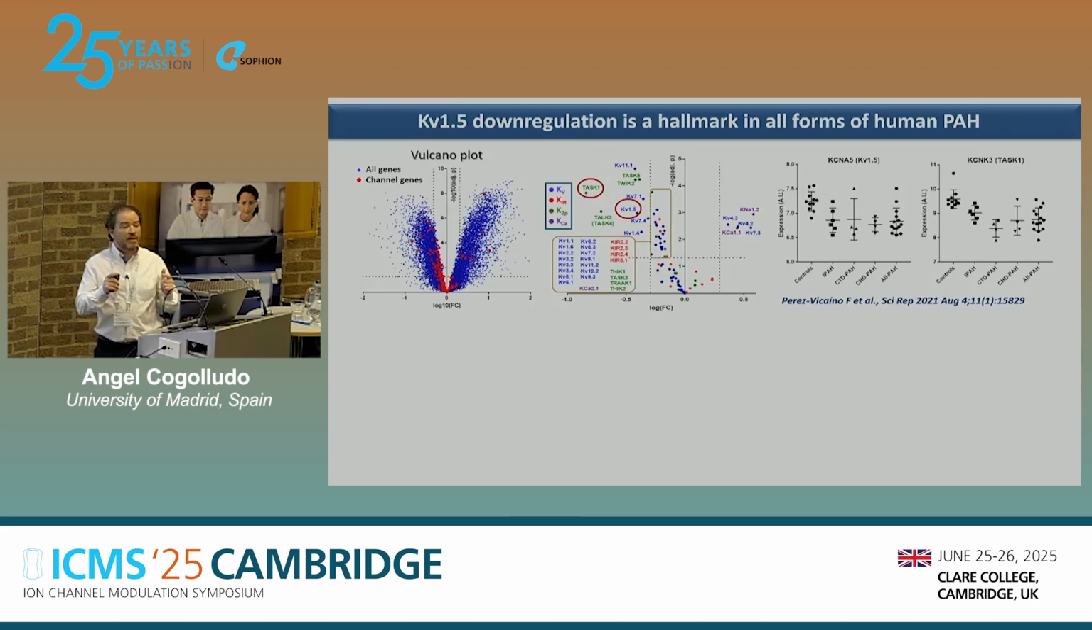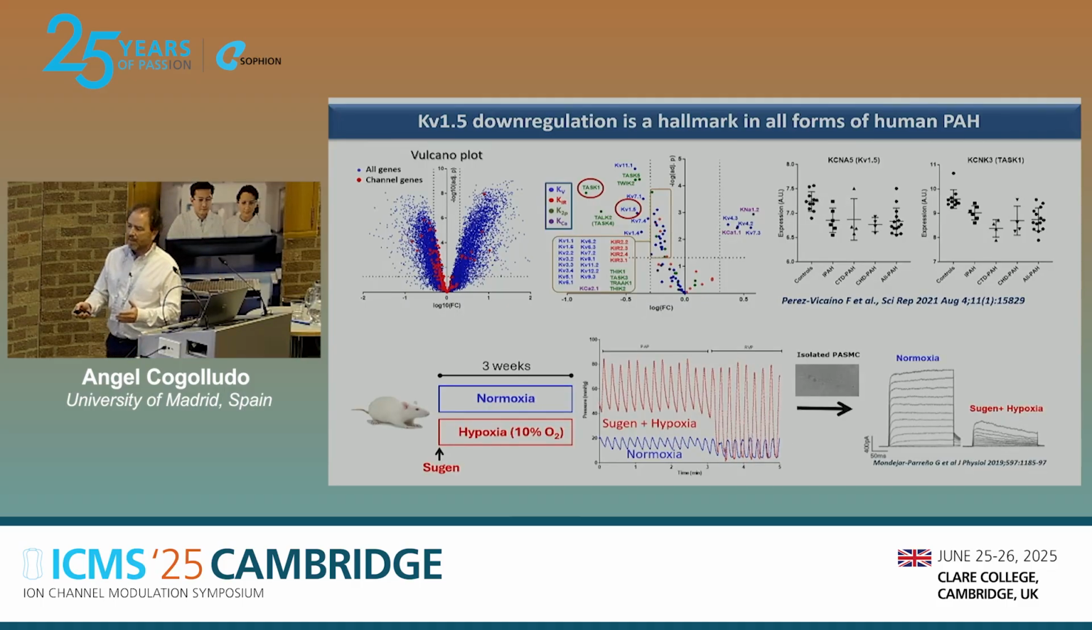But what is really interesting is that this downregulation of Kv1.5 channels found in all the patients is also found in different forms of the disease, like idiopathic pulmonary arterial hypertension, as well as in pulmonary arterial hypertension associated with other diseases like congenital heart disease or connective tissue diseases. So this is a good example of how this Kv1.5 channel seems to be downregulated in general in the different forms of pulmonary hypertension. Now, what about in the experimental models that we use to study this disease?